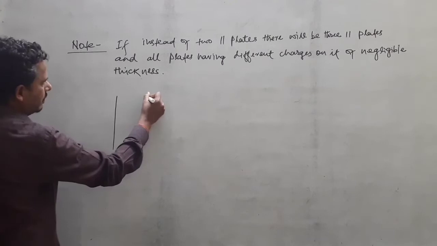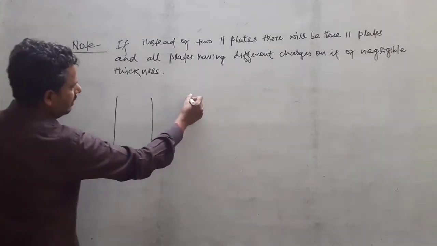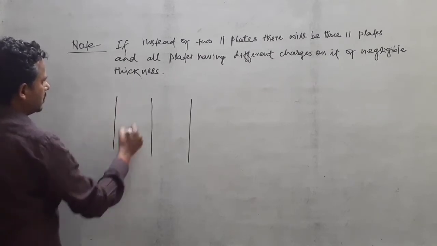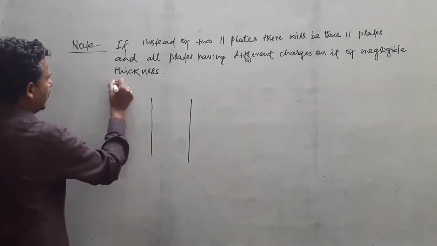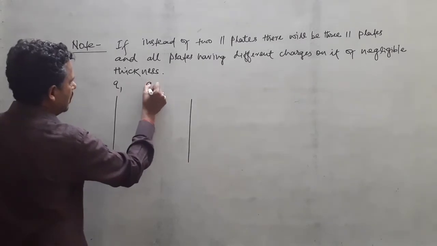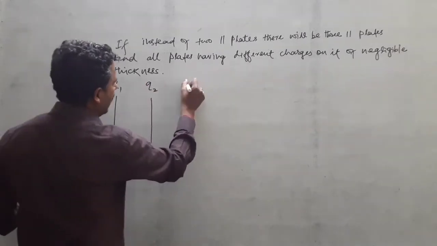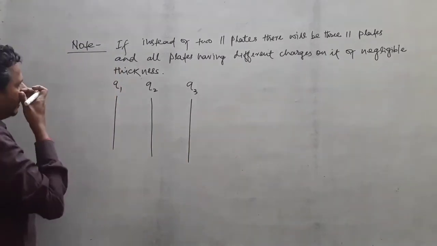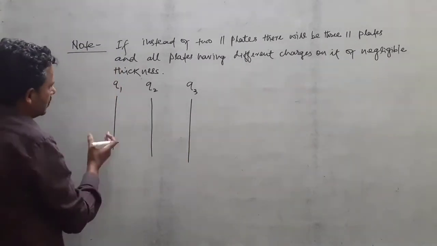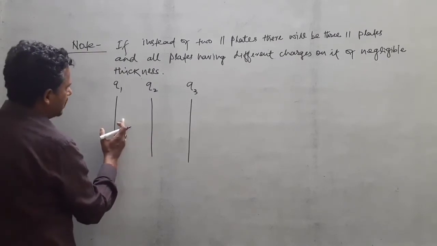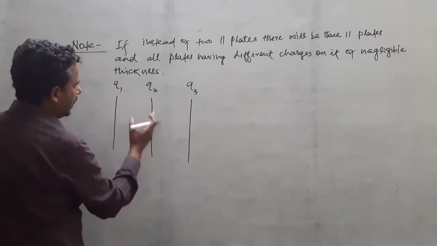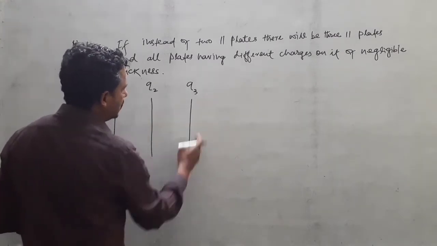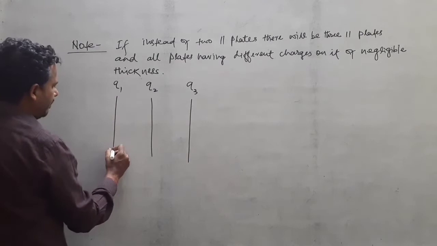Then see, there are three parallel plates. Suppose the charge is Q1 on one plate, now Q2 on the second, and Q3 on the third. I want to find the charges on the left and right face of the first plate, again left and right on the second, and on the left and right on the third plate. So you just name it.